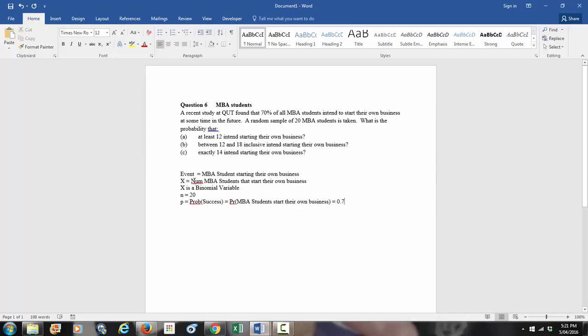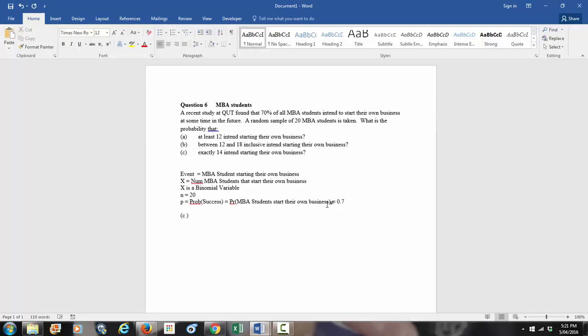We define that as X, which is the number of MBA students to start a business. We've got the two parameters that we need in order to be able to work with a binomial distribution. We can now jump into answering the questions. So I'm actually going to start with C, because C is the easiest of the bunch, and then I'll work backwards.